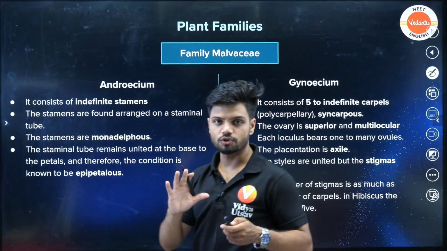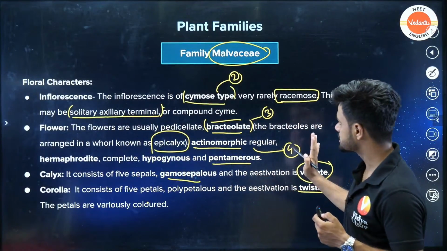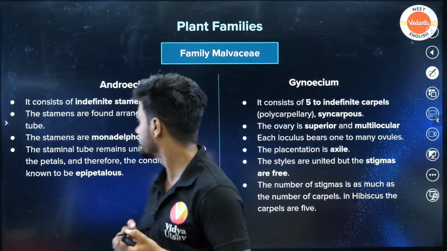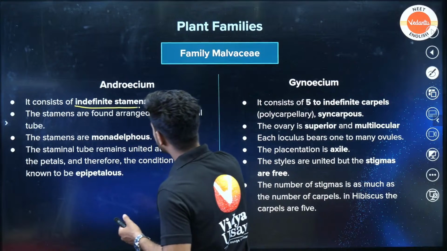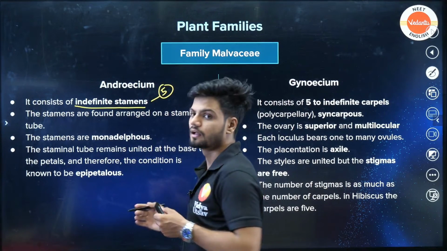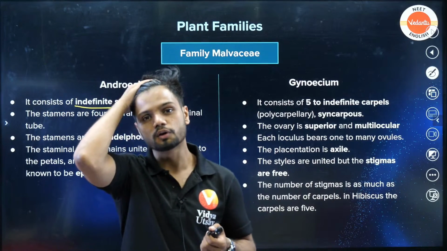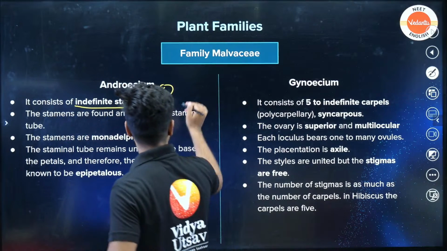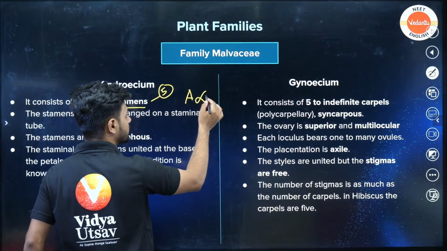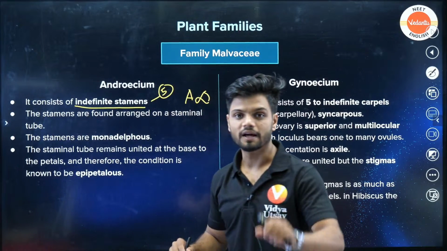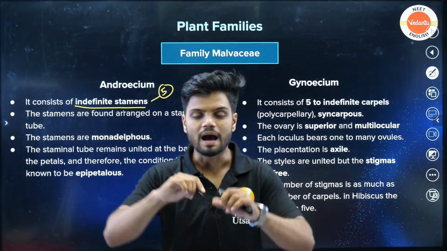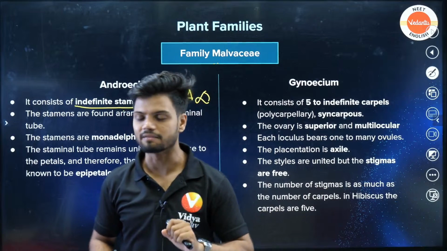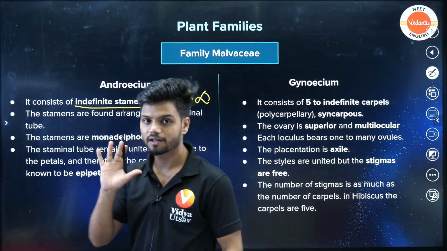Now that was your, how many points did we cover here? 4 points, 4 main points. Now I'll tell you the 5th main point in the case of your androecium. The 5th main point here is going to be your indefinite stamen. Now if they give you a floral formula, where under the stamen condition it is written infinity, remember, it is indefinite stamen, and it is directly coming under your family Malvaceae. Clear?